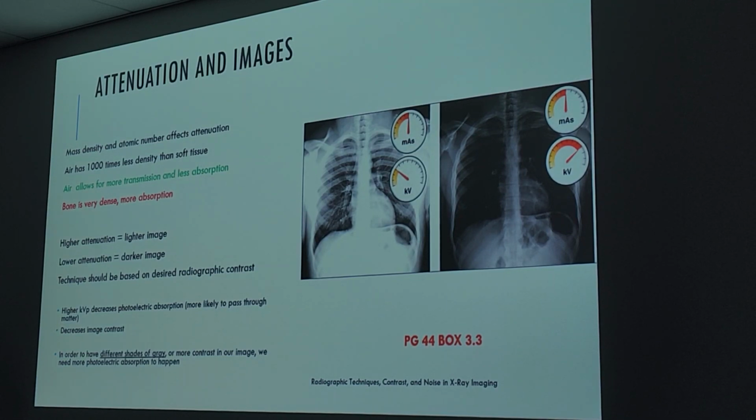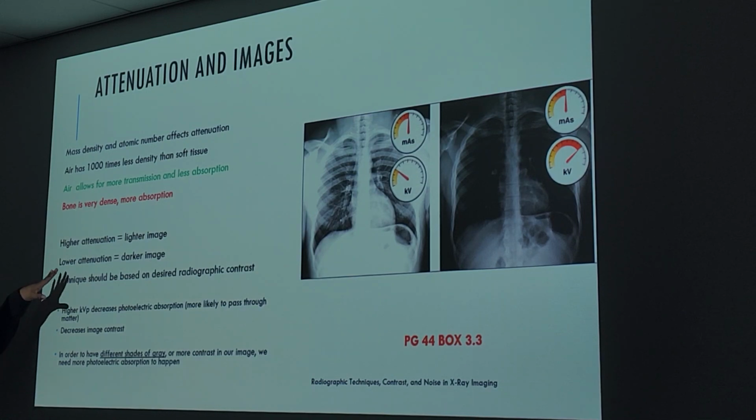As simple as that. And if we have higher attenuation, we get a lighter image, right? How? Higher attenuation, we get a lighter image. Lower attenuation, we get a darker image. Take a look at these two images. Which one's higher attenuation? The left one, because attenuation means that it's absorbed. Lower attenuation means more went through, which is why it's dark.